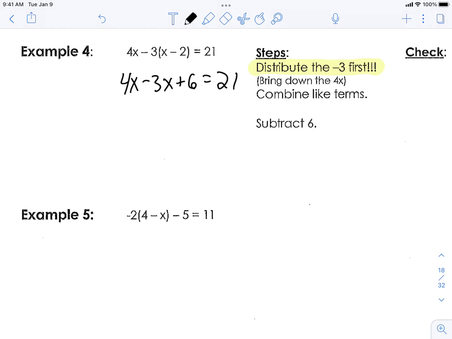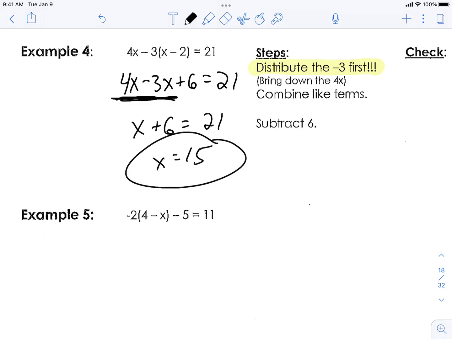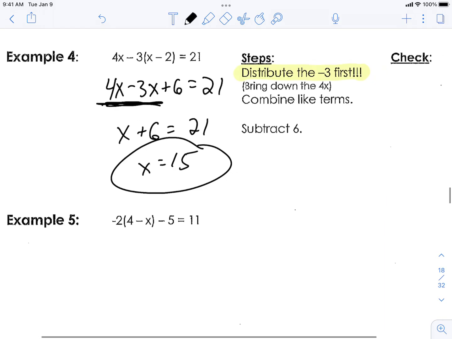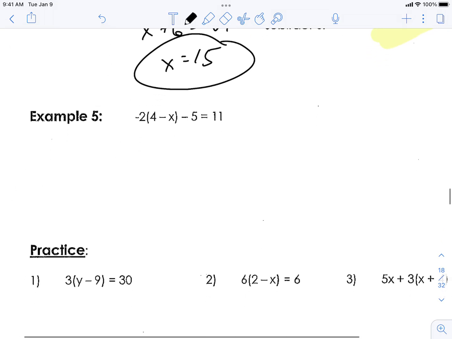Now we're combining like terms. So our x values, we have 4x minus 3x, which is just 1x. The plus 6 comes down. And we subtract 6 on both sides to get x equals 15. Could definitely check that and plug 15 in. You'll have to plug it in 2 different spots, but it will equal 21. It will equal a true statement, so you know you're right.